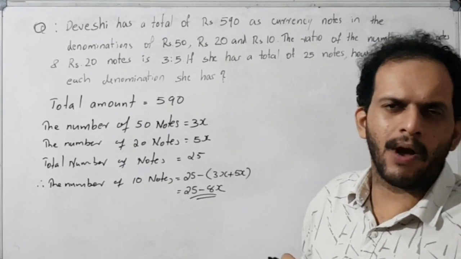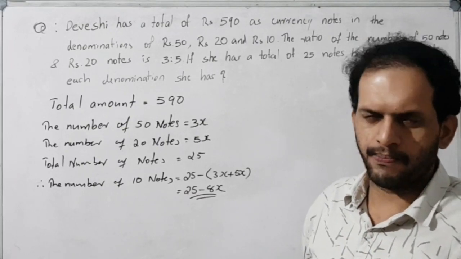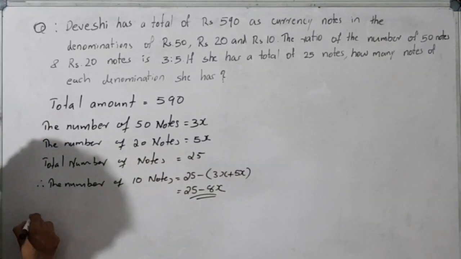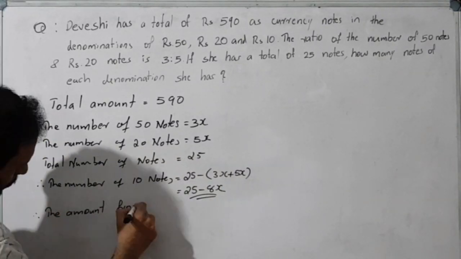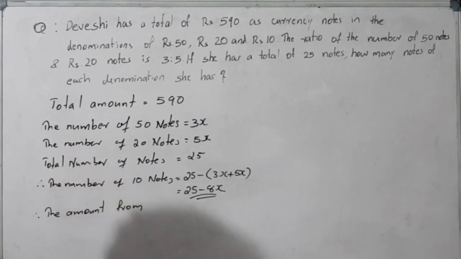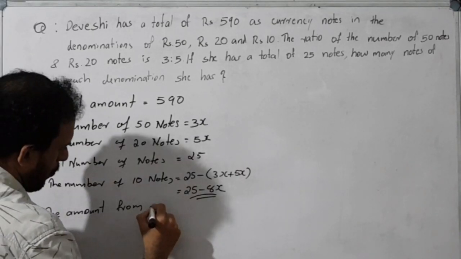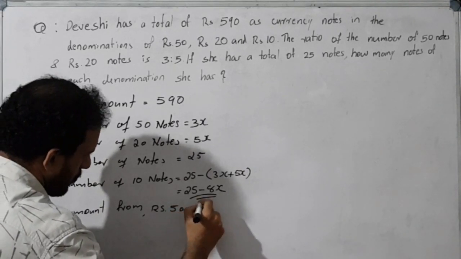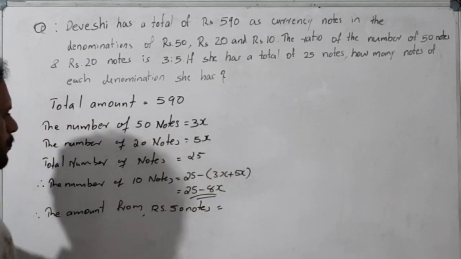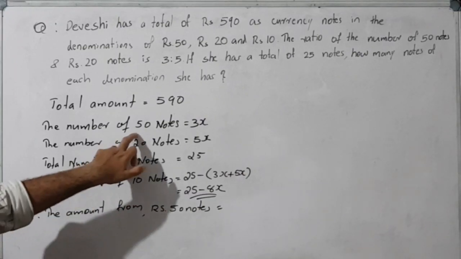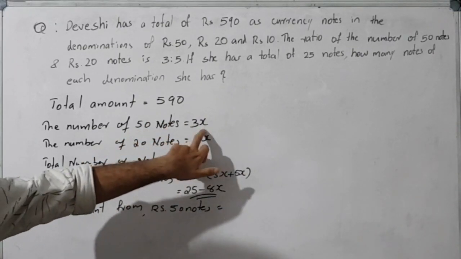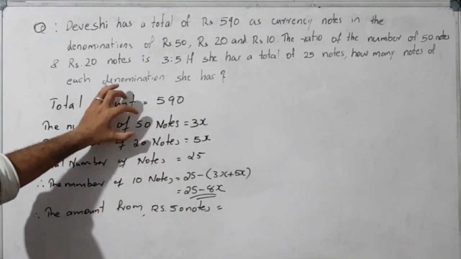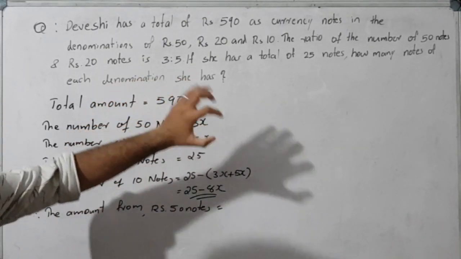The next step is to find the amount from each denomination. Okay, the next steps. Therefore, the amount from 50 rupee notes is equal to, we have total number of how many 50 notes? 3x 50 notes. Then how to find the amount from the 50 note? We multiply the amount by the number of notes.